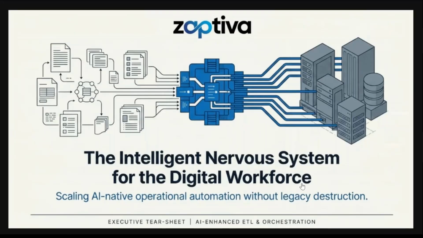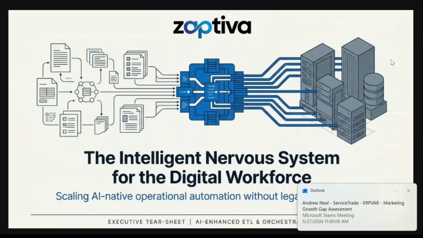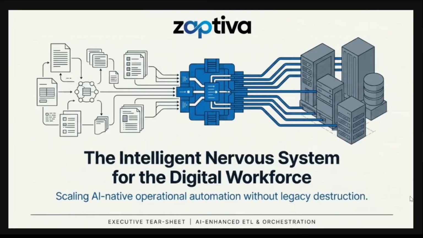Zaptiva acts as the intelligent nervous system for the digital workforce. Instead of replacing core systems, it becomes the orchestration layer between operational chaos and core systems, and structured business execution. The platform ingests unstructured inputs like PDFs, emails, and spreadsheets, then uses AI orchestration to validate, transform, and route information automatically. It applies business rules and context-aware governance across workflows, reducing the need for constant human intervention.